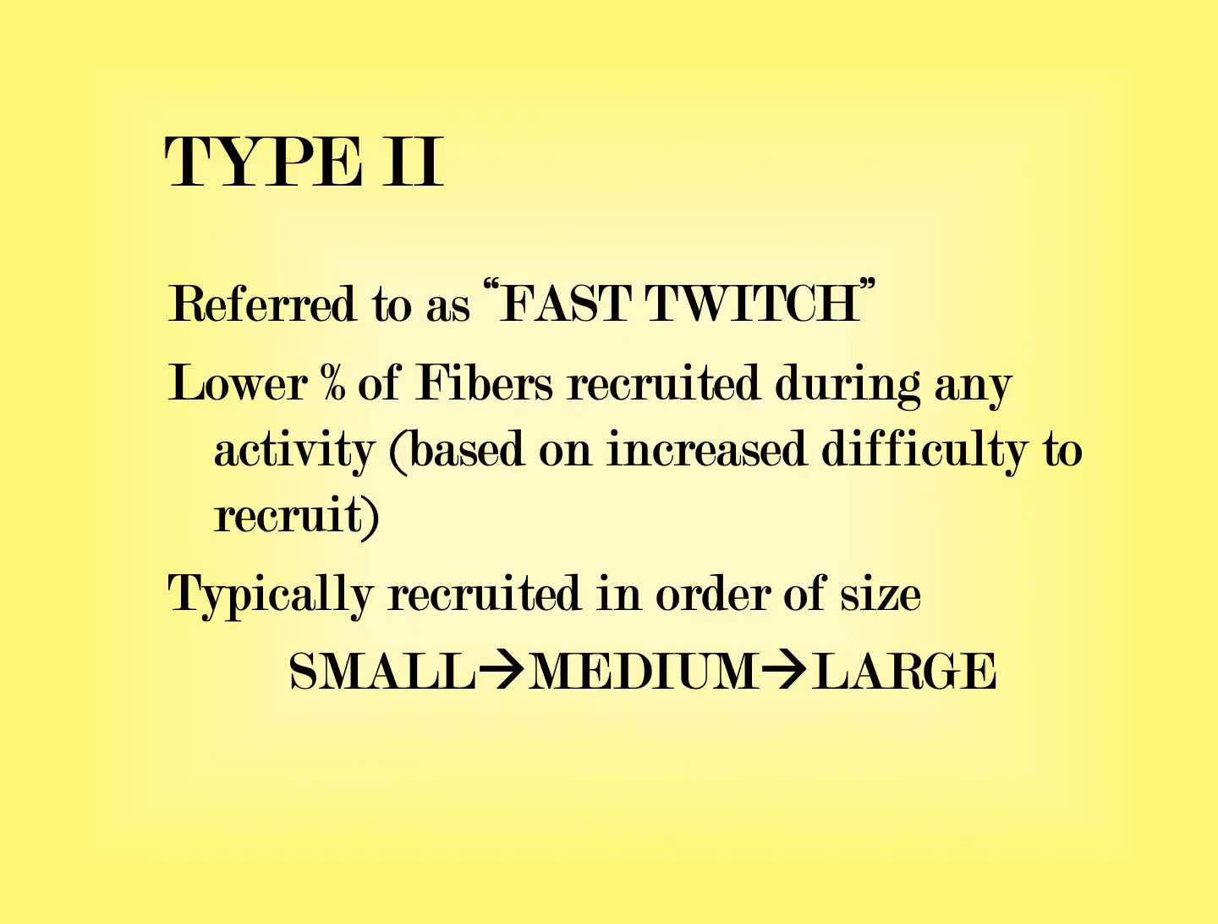In the type 2 fibers, we have the fast twitch fibers coming in here. These are the lowest percent of fibers being recruited based on the difficulty to be recruited, in which as activity is progressive, we will start recruiting smaller type 2s, followed by medium-sized type 2s, followed by large-sized type 2s, following Henneman's size principle.